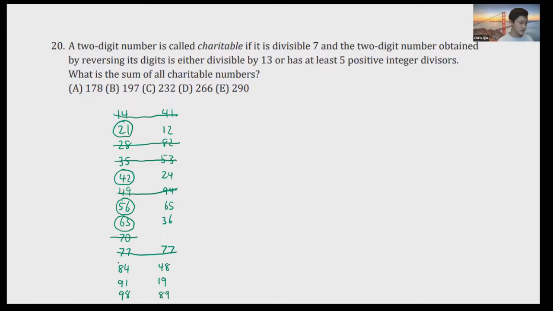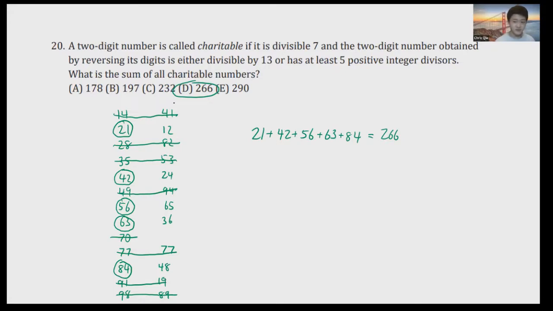77, we cross this out. 48 has 10 positive integer divisors, so let's circle 84. And these two we also cross out. And so we're left with 5 numbers that are charitable. And we can easily see that we have found all of the numbers that are charitable. So let's add these. And when you add these up, you're going to get 266. And that's answer choice D.